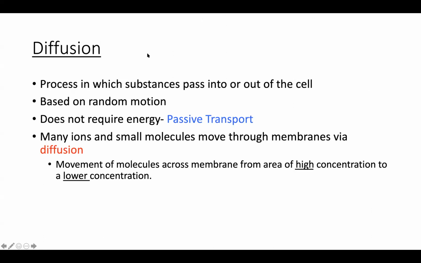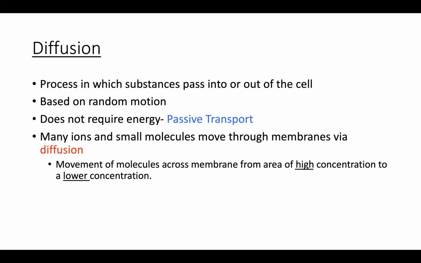All right, diffusion. I mentioned simple diffusion just a moment ago. Diffusion is a process in which substances pass into or out of the cell. This is a process that's based on random motion, so there's no input of energy. There's no assistance for this to happen. It's going to happen. Jot this down in your notes: diffusion is a form of passive transport, which means that it does not require energy. This is in contrast to active transport, which does require an input of energy.